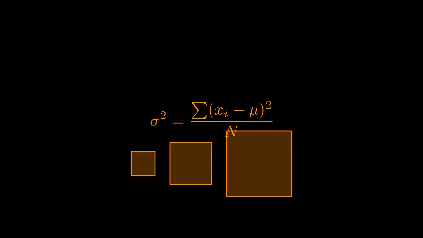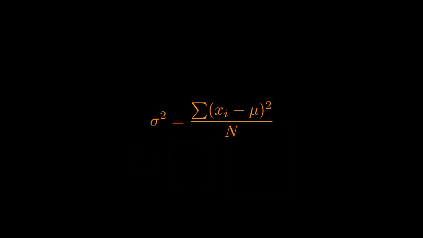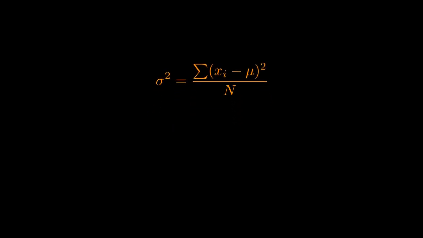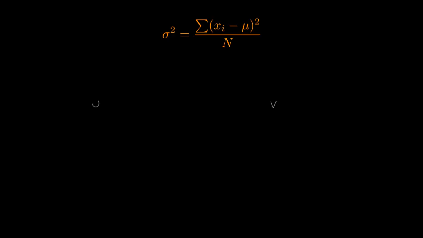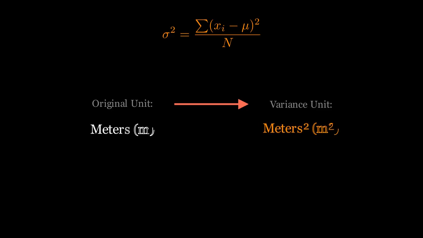To solve the cancellation problem, we square each deviation. This makes every value positive. Variance, denoted by the Greek letter sigma squared, is the average of these squared deviations. Mathematically, it is the sum of (x minus mu) squared divided by the number of observations n. By squaring the numbers, we also give more weight to outliers, effectively penalizing values that are far from the center.